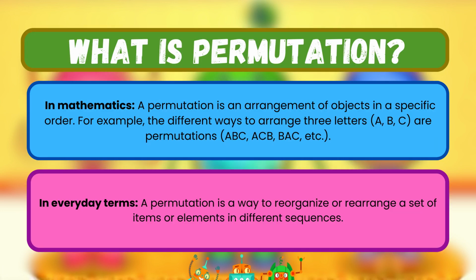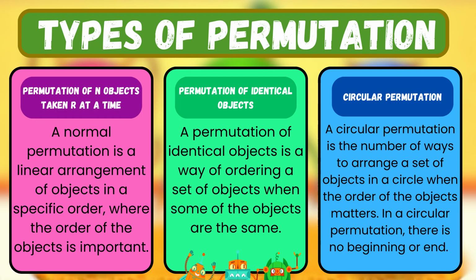First, what is permutation? In mathematics, a permutation is an arrangement of objects in a specific order. For example, the different ways to arrange three letters are permutations. In everyday terms, a permutation is a way to reorganize or rearrange a set of items or elements in different sequences. There are three types of permutation.